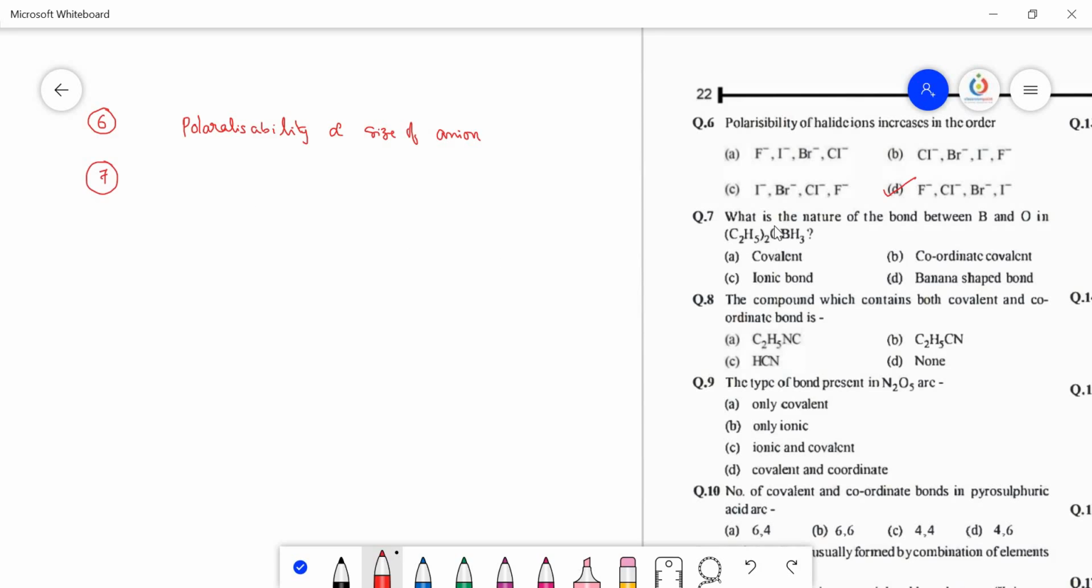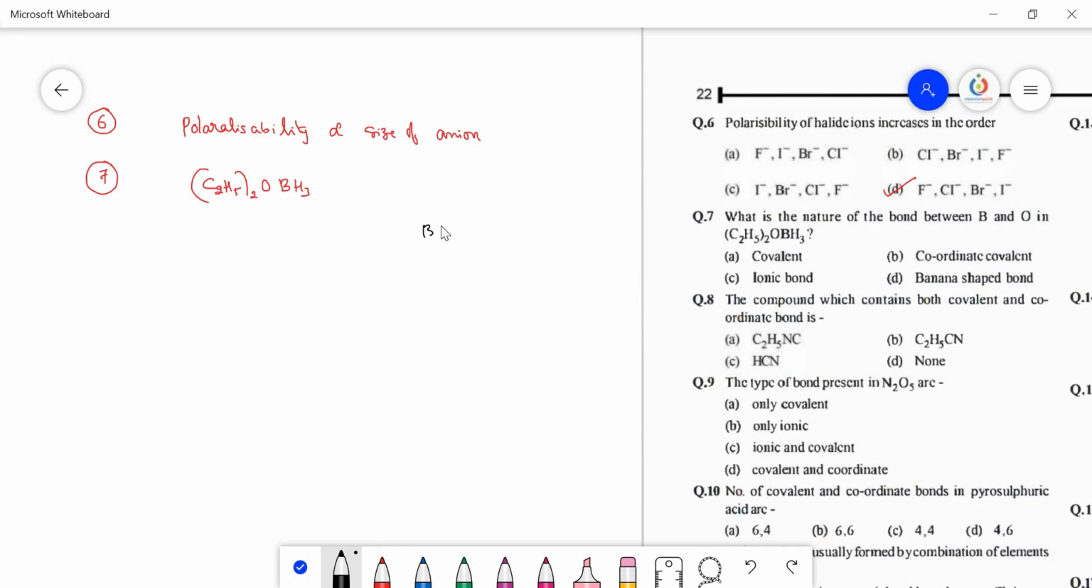Now let us see question number 7. What is the nature of the bond between boron and oxygen in this molecule? The given molecule is an adduct compound. In this compound, C2H5 taken twice, oxygen, BH3 is given. Actually this molecule exists in this particular form.